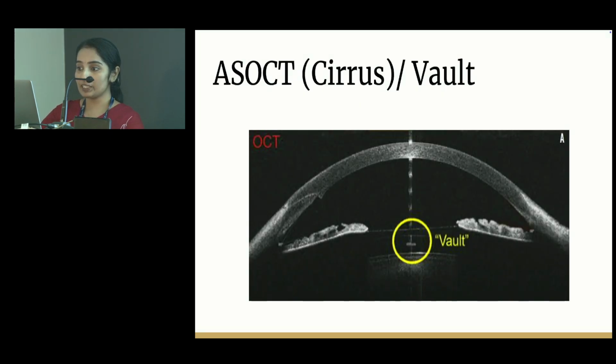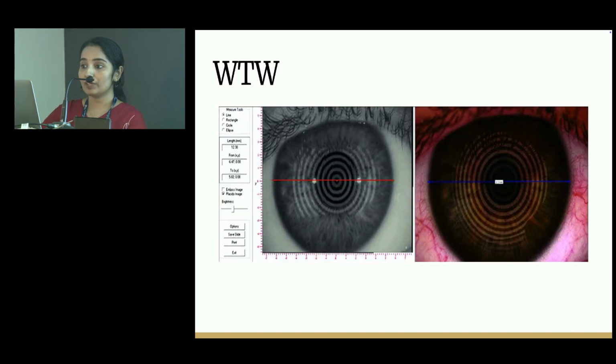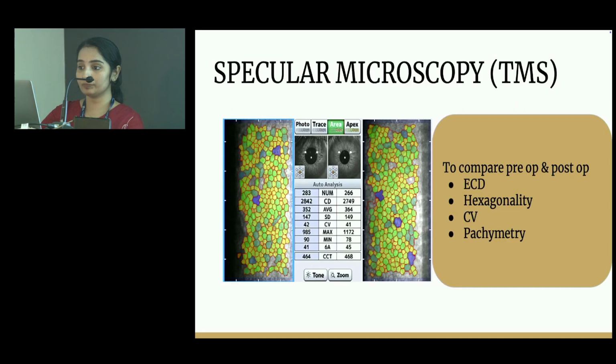Vault height is the space between the ICL and the natural lens measured using ASOCT, and post-op cell loss is compared with post-op vault height. White to white diameter is the horizontal distance between the outer edges of the limbus, which is used to determine the correct size of the lens, and white to white is also compared with endothelial cell loss.